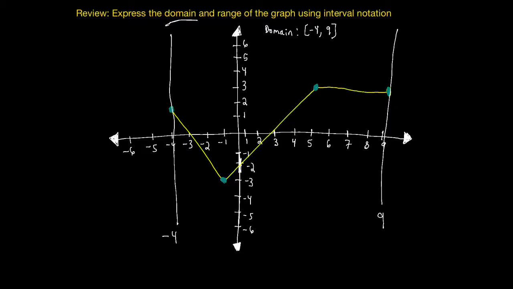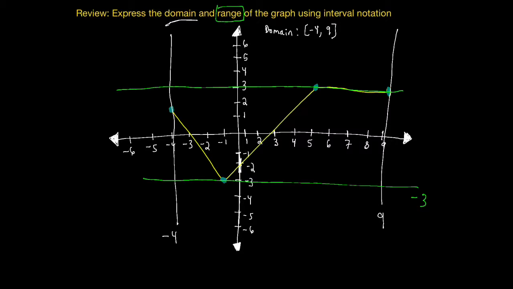Let's look at the range now. The range is from bottom to top. So here I can see that the range, the lower bound is going to be at -3, and then the upper bound is going to be right here at this line, which intercepts the y-axis at +3. So range is going to be from -3 to +3, again with brackets because of the closed circles.